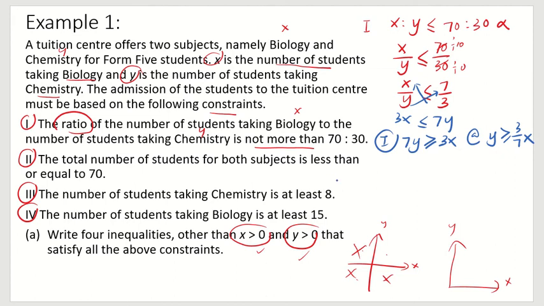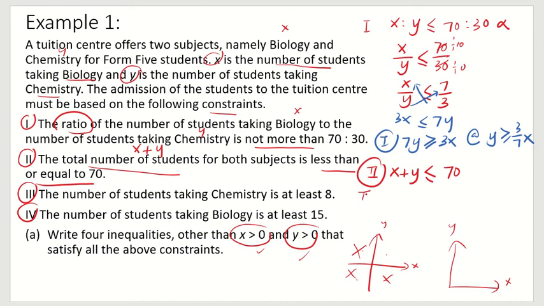Okay, so now we look at the second constraint. The total number of students. Total number of students is students taking biology plus students taking chemistry, for both subjects, is less than or equal to 70. So the second constraint, the total number, is x plus y, number of biology plus number of chemistry, 70. Less or equal, cannot be more. This one is very simple, straightforward. This is the second constraint.